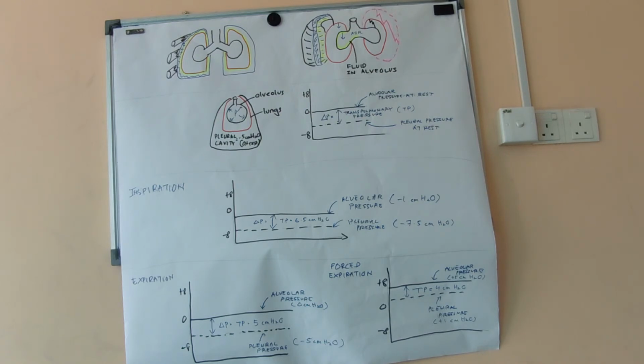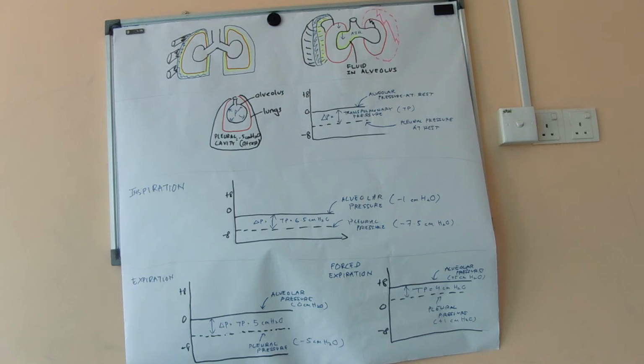Now we have talked about both these diagrams. Now we are going to talk about the changes in transpulmonary pressure. I have abbreviated it as TP here, and here also I have put it as TP. What are the changes in the transpulmonary pressure when we are inspiring as well as expiring?